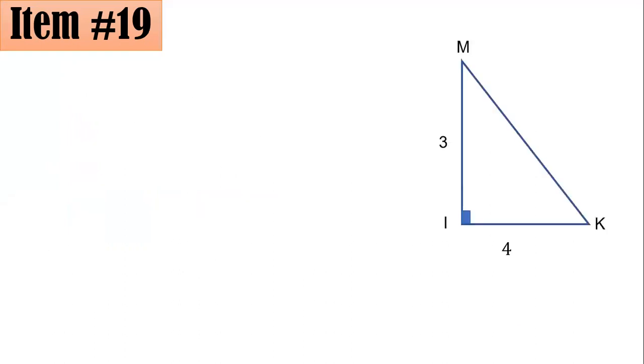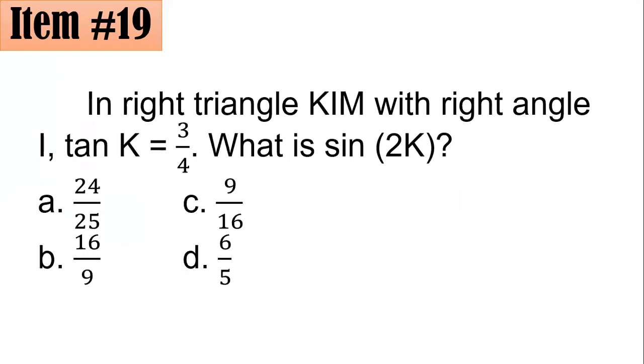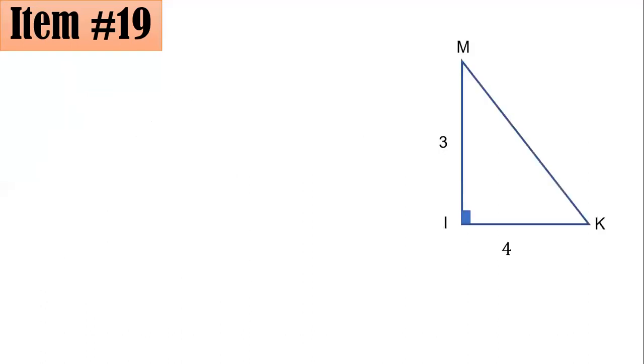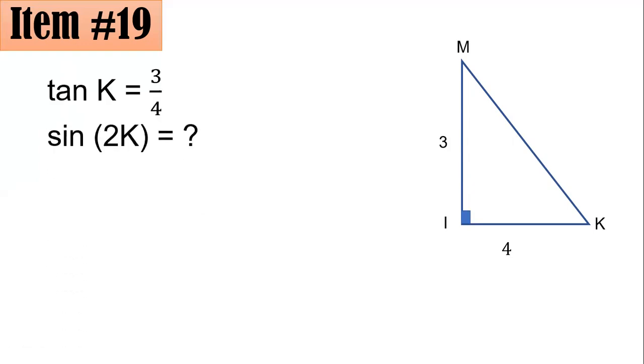If you are going to draw that, tangent K is 3/4. So tangent is defined as the ratio, if you have an acute angle, of the opposite over the adjacent. That's why if I have here my angle K, opposite is 3 and the adjacent is 4. But before that, we are looking for sine 2K, right?